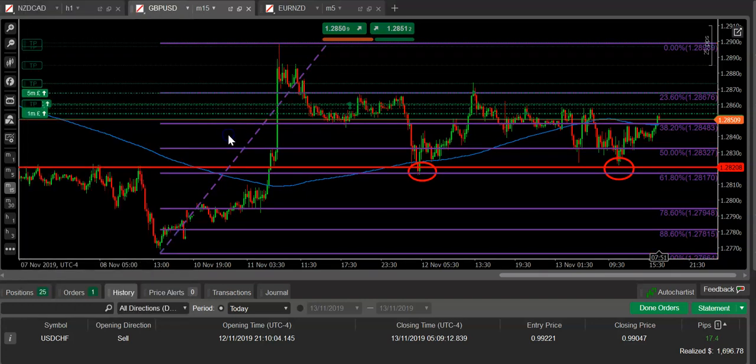That way we can see where there's a confluence of support and resistance in an area where we have classic support shown by these two circles at this red line. Then we have Fibonacci support coming in at the 61.8% retracement, or 1.2817. So roughly 3 pips, there's confluence in that area.